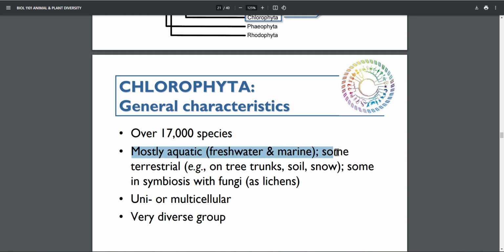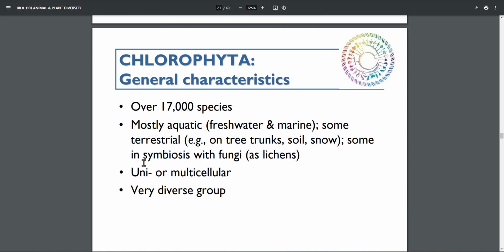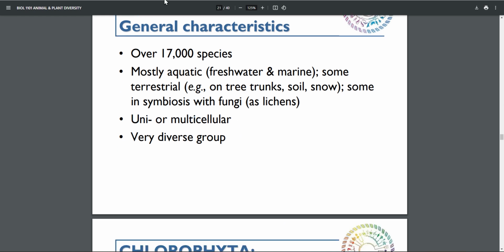Anyways, they're mostly aquatic, so living in water. Some are terrestrial, living on a bunch of weird stuff, and then some are in symbiosis with fungi, like lichen. They can be unicellular or multicellular. It's still a big group. Don't get me wrong.